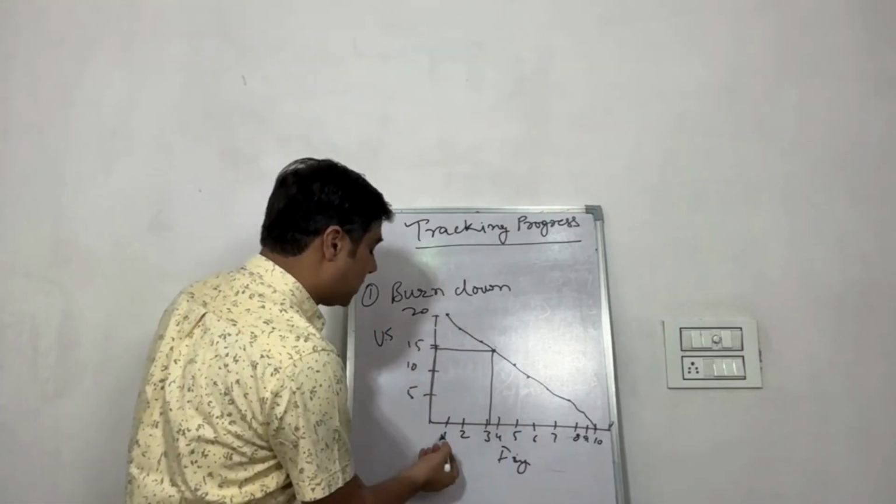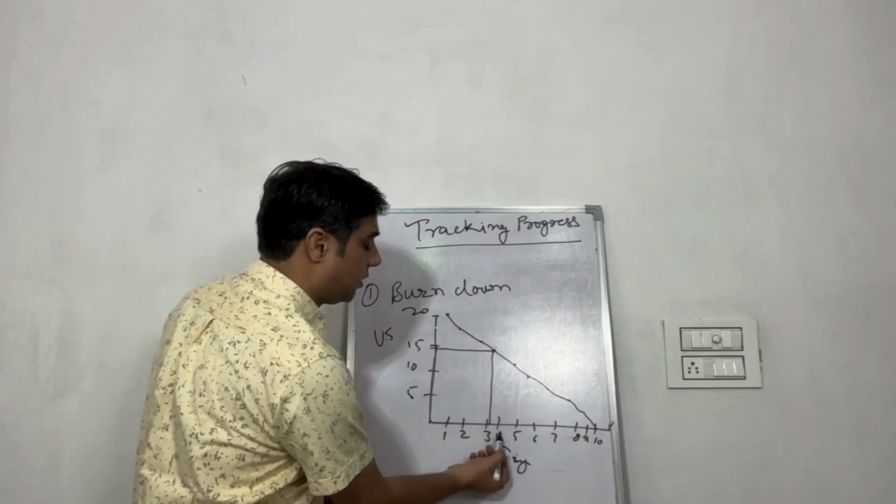In the release, this is sprint 1, sprint 2, sprint 3, sprint 4, sprint 5.